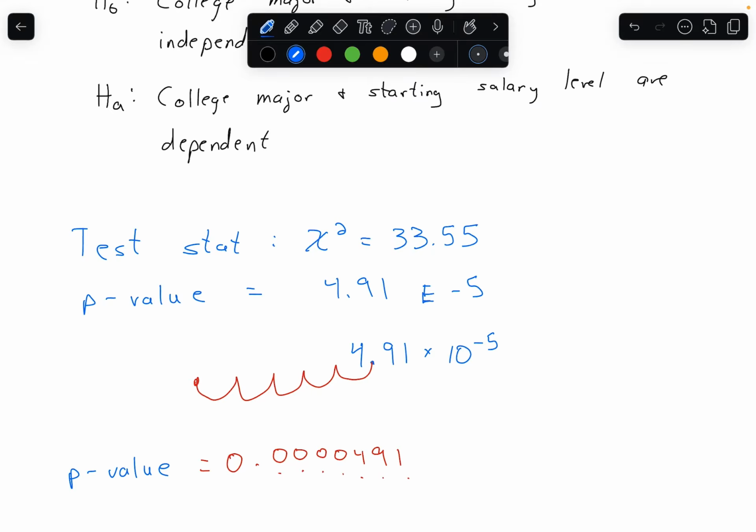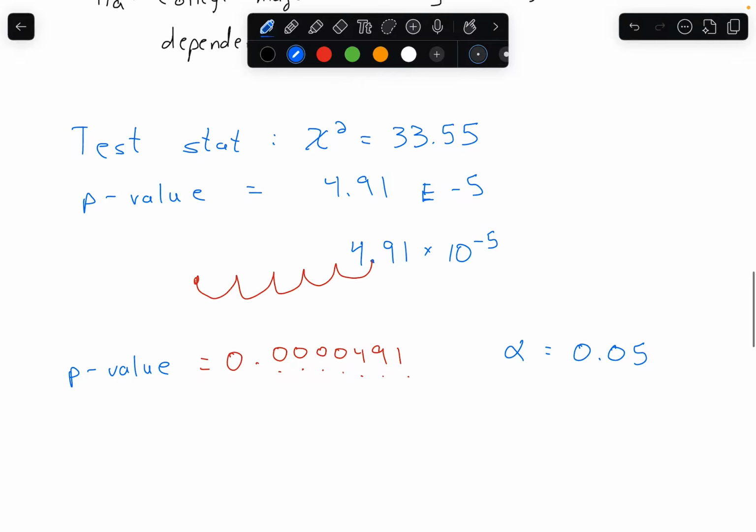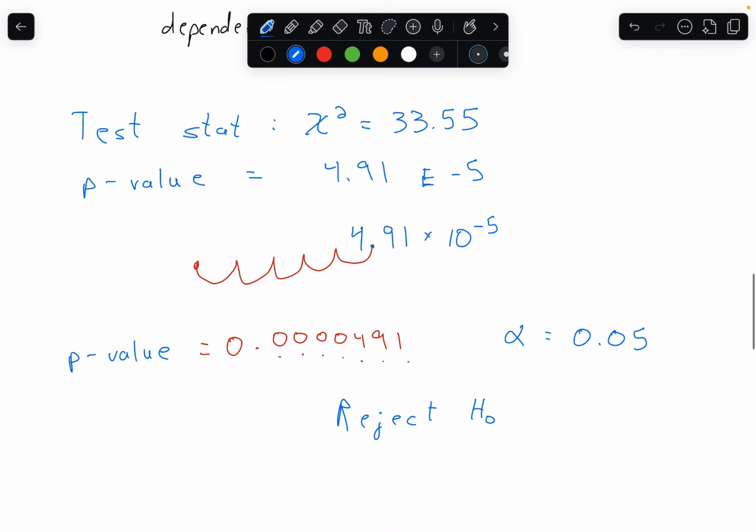It's not a very likely scenario at all. So our p-value is very close to 0. Remember that we said our alpha was going to be 0.05. So again, we're making our decision. We're comparing our p-value against alpha. In this case, the p-value is much less than alpha. So that means that we will reject the null hypothesis. We will reject H0, which means that there is enough evidence to support our alternative hypothesis.